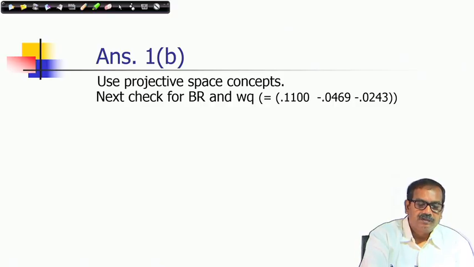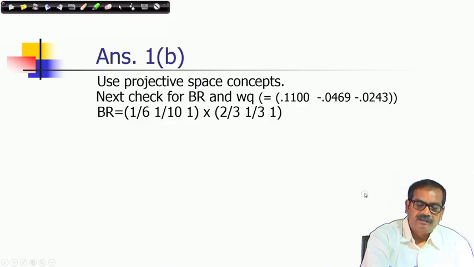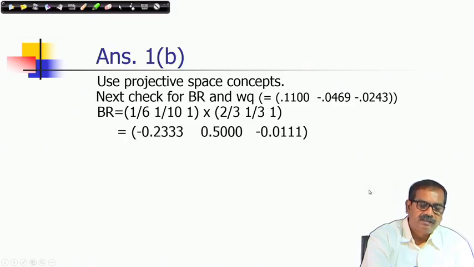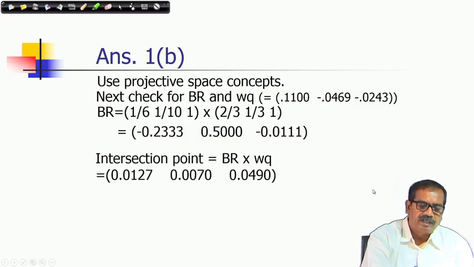WQ we have already computed, which has been shown here, and now BR is given by this, again in the same way. We are computing the cross product of these 2 points in the homogeneous representation. One is representing B, the other one is representing R, and then you get a straight line in the projective space. So, now the cross product of these 2 lines BR and WQ would give you the intersection point, and this is the intersection point you will get.